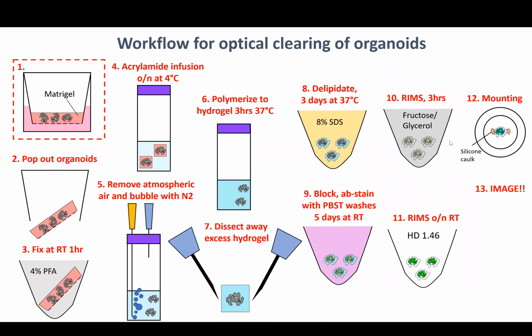This is the workflow. I won't go into too much detail for this particular talk, but the key features of the process are the delipidation. It must be very thorough to remove lipids that scatter light and cause spherical aberration during the imaging. Also, the hydrogel must be the appropriate composition to allow penetration of our reagents, particularly the antibody cocktails, but still remain rigid enough to support the structure of the organoid.